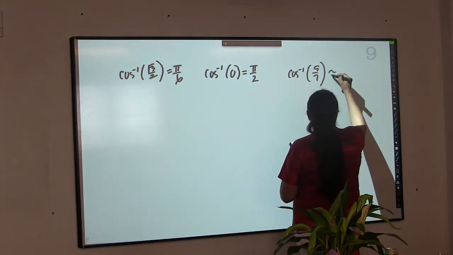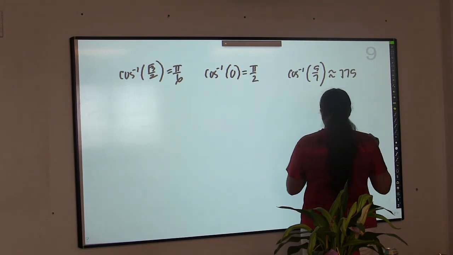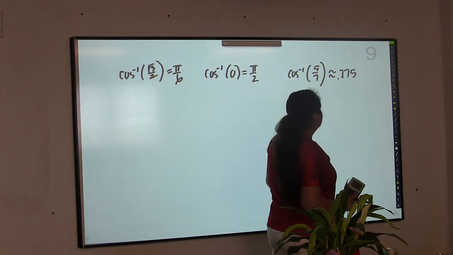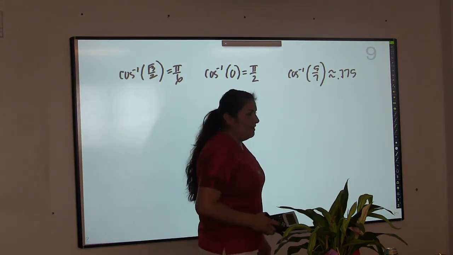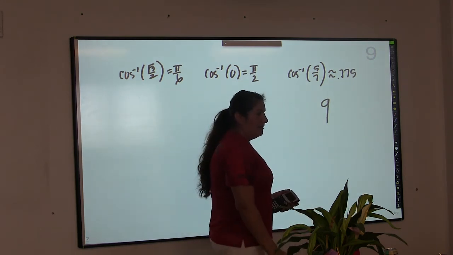0.775. Is that a 9? This is the cosine inverse of 5 over 7. That is not a 9. If it was a 9, it would be closed. It looks like it's almost closed.